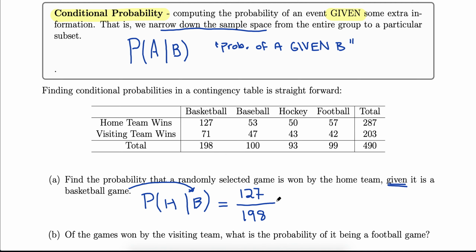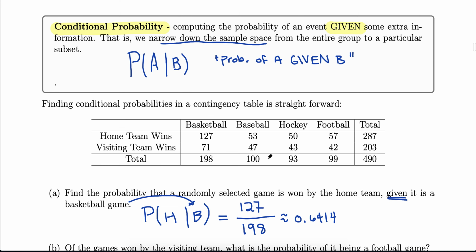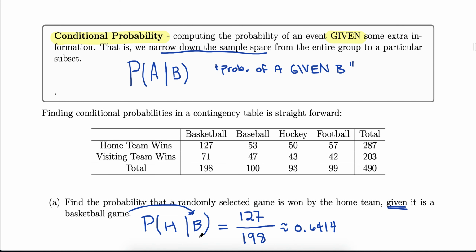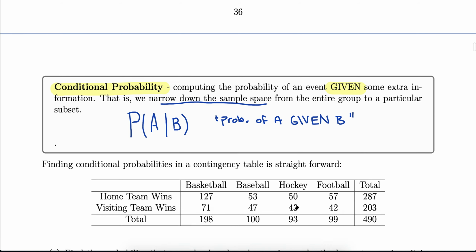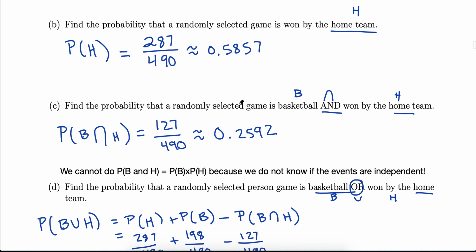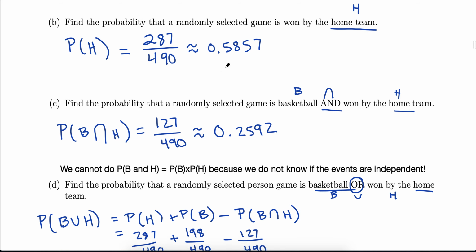You are totally welcome just to leave it as is, or you can go ahead and work it out as a decimal for comparison, which would be 0.6414. And just a quick side note, given we're talking about basketball games, home team advantage is pretty strong. The home team wins about 64% of the time. Over here, the home team won across all sports about 58% of the time. So we can definitely see the home team advantage is stronger for basketball games, 64%, versus just generally at 58%.